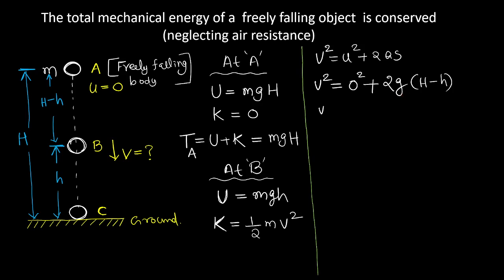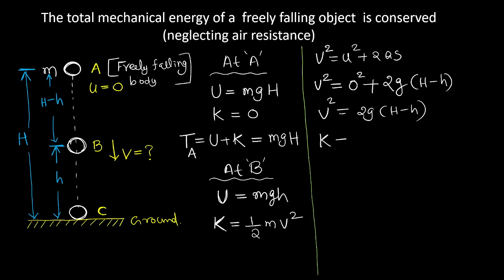So I got V square equal to 2g into H minus h. You can zoom if it is not visible. Understood? Why do I need V square? Because I want kinetic energy. Half mv square is the kinetic energy.